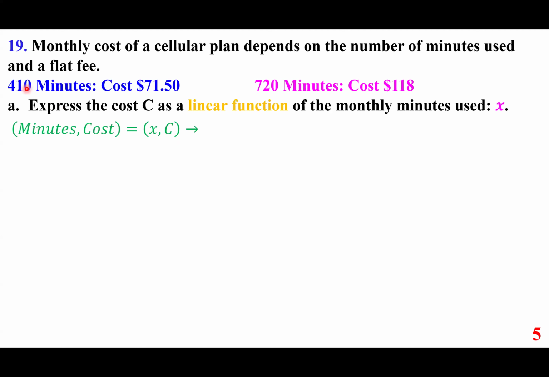So we are going to write this X comma C. 410 minutes, 7150, that would be the pair. And this one would be 720, 118, the second pair. So the two pairs come from these two, X comma C.